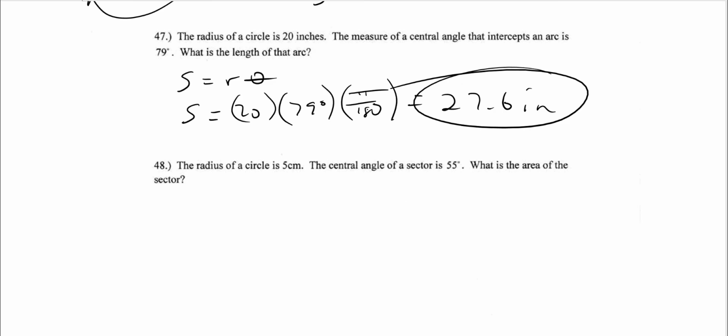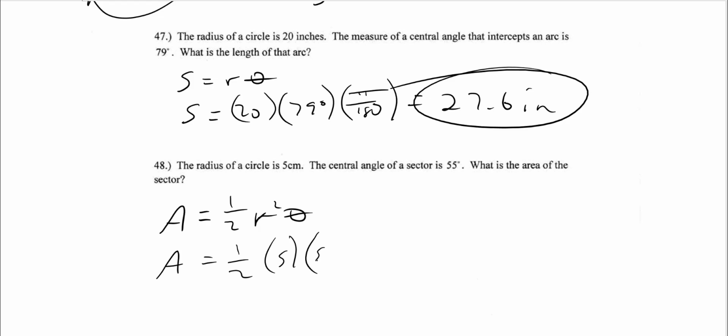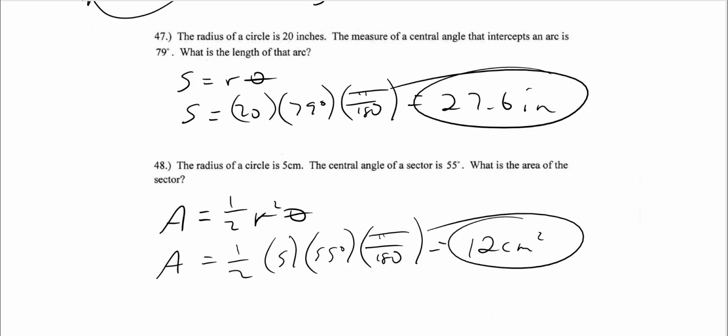So this is area. If you guys remember that little friendly formula, area is equal to 1/2 r squared theta. We did sectors, area of a sector. Central angle is 55 degrees. So area is equal to 1/2, radius is 5, 55 degrees again. It's got to be in radians. So you get 12 centimeters squared. Okay. So that's the end of this sheet.